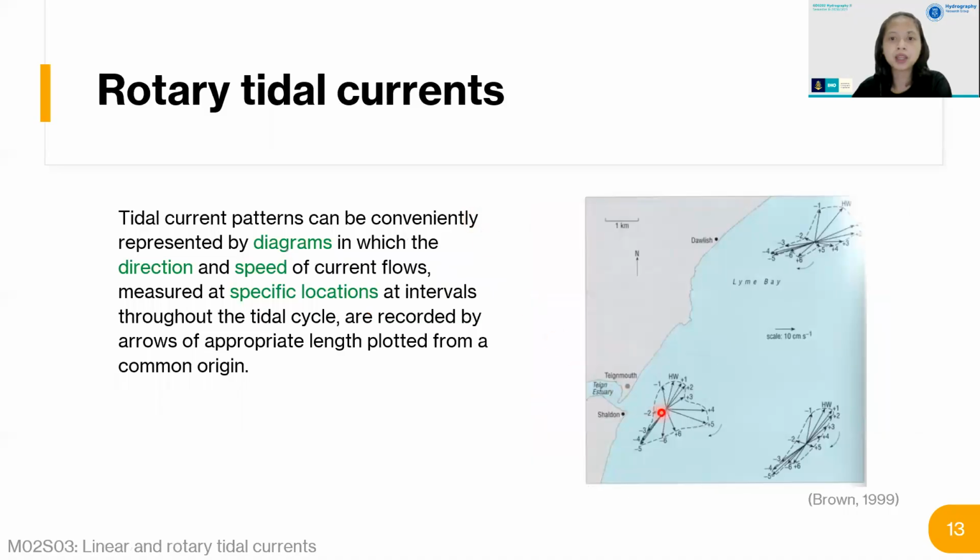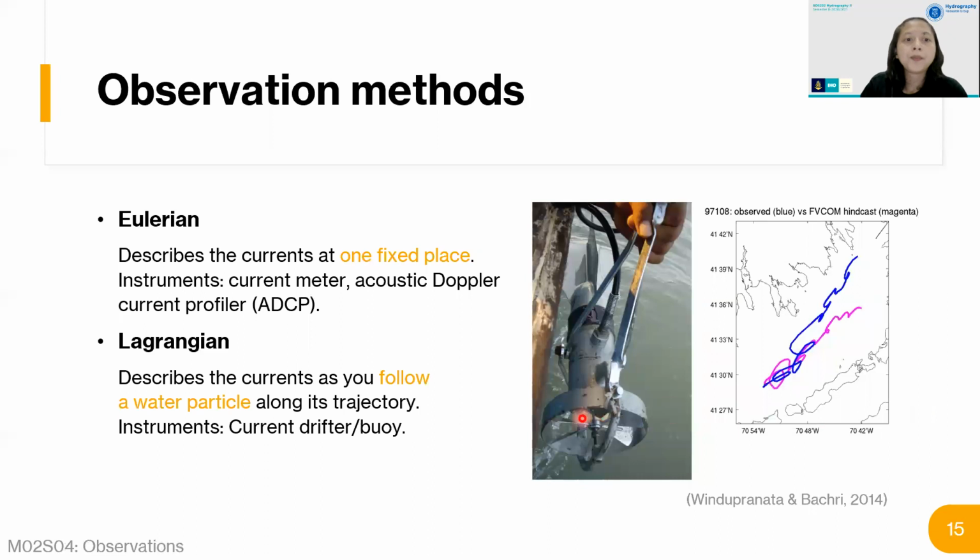So if you go back in here, this is a very Eulerian type of presentation because it stays at one place. So the instrument could be a current meter. This is a current meter, and it could also be an acoustic Doppler current profiler, which we will talk about later.